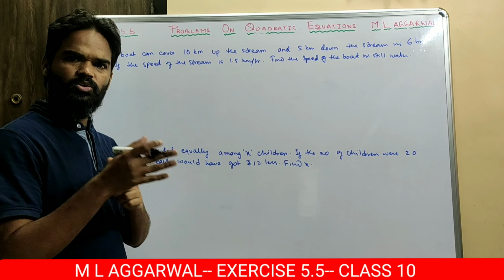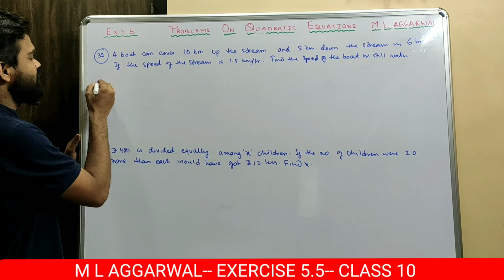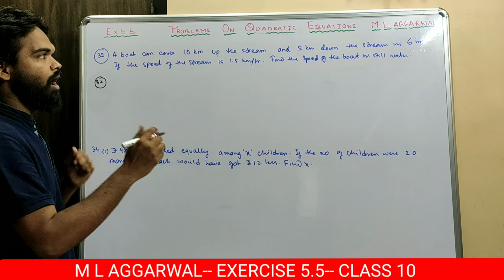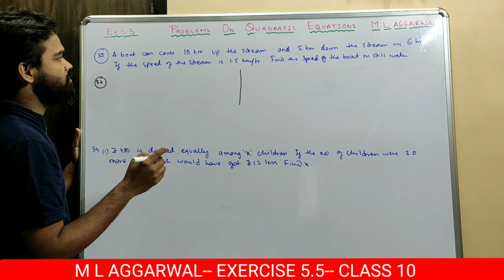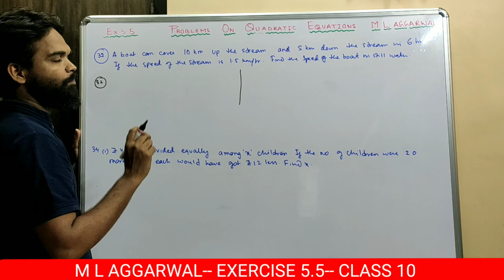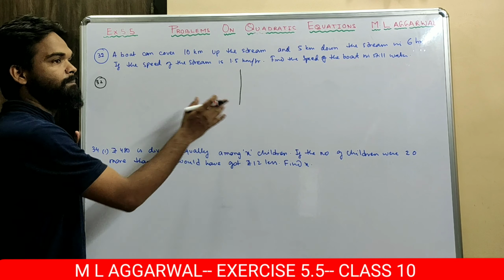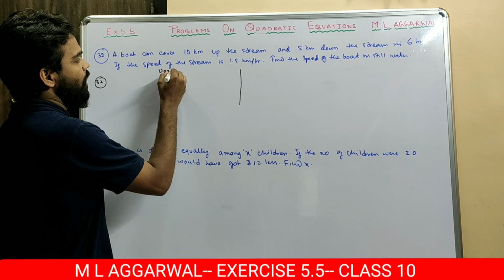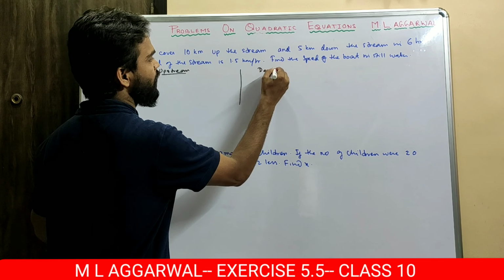Sums number 28 to 31 are similar to 26 and 27, so I have not done that. Look at sum number 32. A boat can cover 10 km up the stream and 5 km down the stream in 6 hours. If the speed of the stream is 1.5 km per hour, find the speed of the boat in still water. This is a sum based on relative speed. There are two things you see, upstream and downstream.